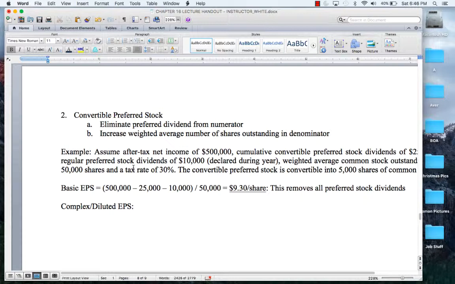Therefore, you have to reflect that you won't receive those dividends from the numerator and increase your shares in the denominator because now the preferred stock has become common stock. And as the formula dictates, the weighted average number of shares outstanding is only related to common shares in the denominator. So in this example, assume the similar information.